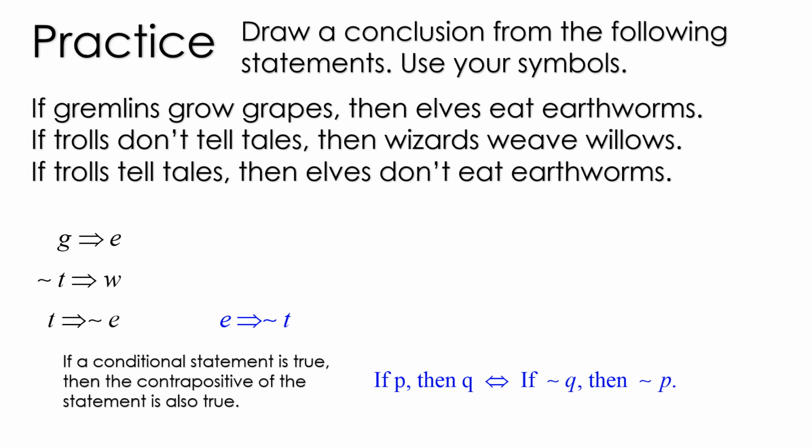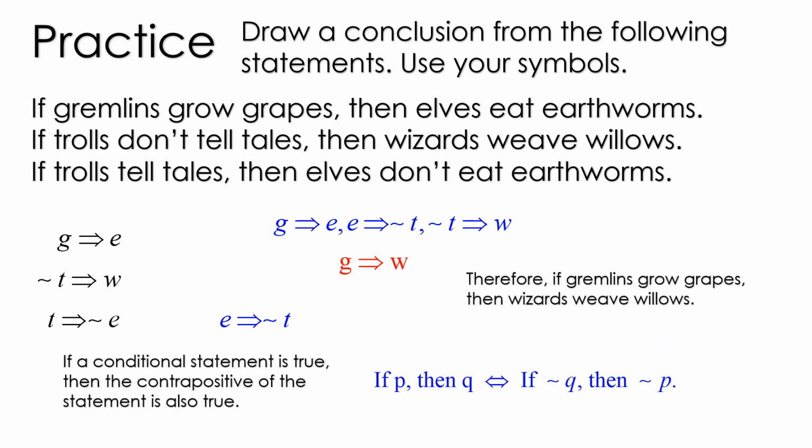So if you look, I can put the if G, then E. You see what that connects to? If E, then not T. And then if not T, then W. So therefore we have if G, then W. Therefore, if gremlins grow grapes, then wizards weave willows. That's sort of interesting.